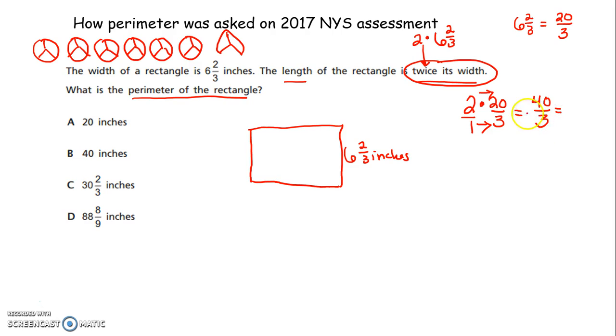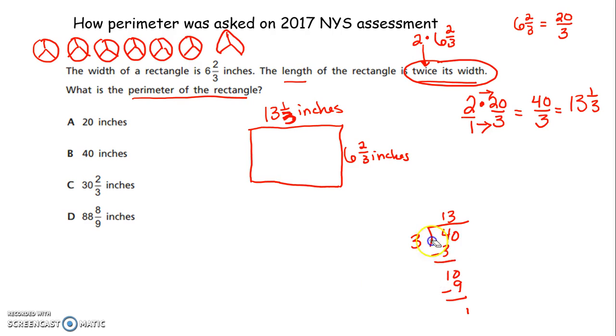If I have 40/3, how many times does 3 go into 40? 3 goes into 4 once. 3 goes into 10 3 times. Remainder of 1, so it must be 13 1/3. I'd have to draw 13 whole circles and then 1/3 of another circle to get all the way to 40/3. So 13 1/3 inches is our length. Sorry, I wrote 1/2. I meant 1/3.